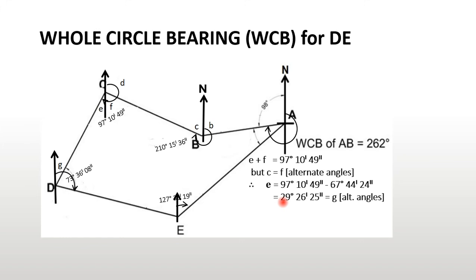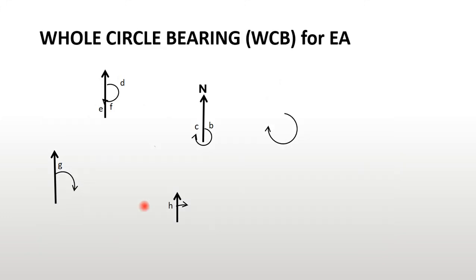So the value for angle G is equal to 29 degrees 26 minutes and 25 seconds. Now to determine the whole circle bearing of the line DE, it is going to be 73 degrees 36 minutes 08 seconds, that is the internal angle, plus 29 degrees 26 minutes 25 seconds, and the answer is 103 degrees 02 minutes and 33 seconds. That's the whole circle bearing for DE.